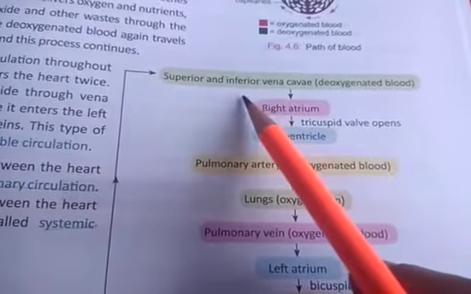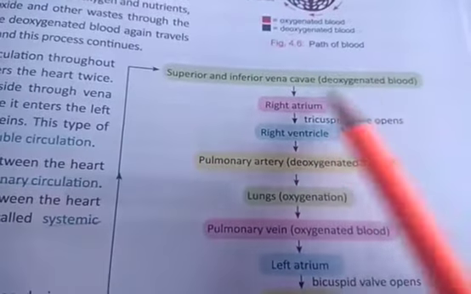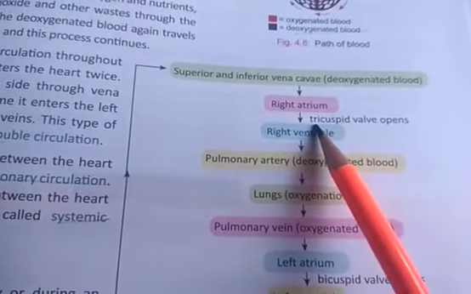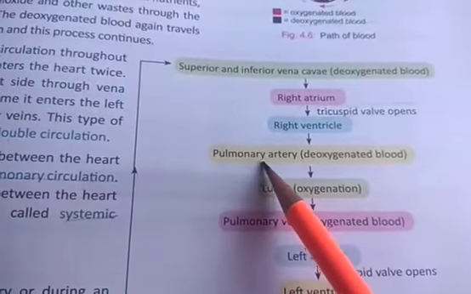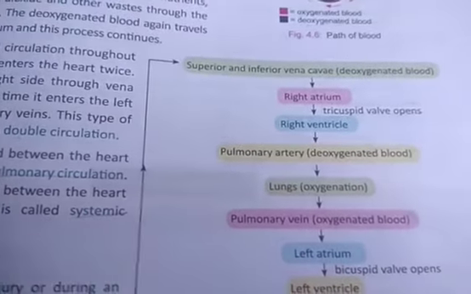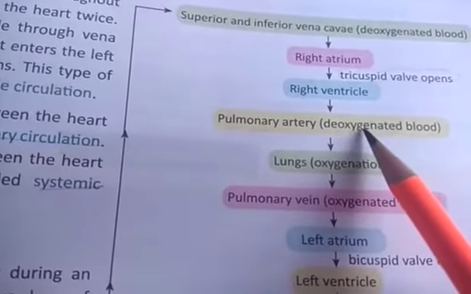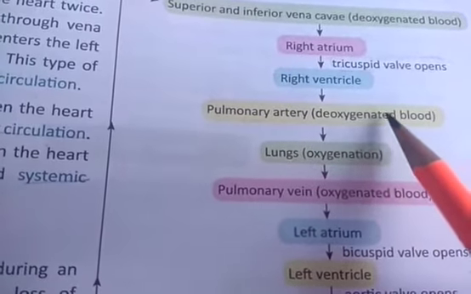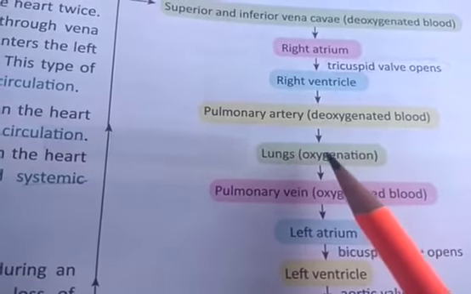So this is the flow diagram of the blood circulation. From the superior and inferior vena cava, the deoxygenated blood will come towards the right atrium. From the right atrium, it will fall into the right ventricle through the tricuspid valve. Okay, and thereafter it will go to the pulmonary artery, which carries deoxygenated blood. Here the carbon dioxide from the blood will be unloaded, and through the lungs the carbon dioxide will come out of the body, and again oxygen will be loaded to the blood, and the blood will become oxygenated.